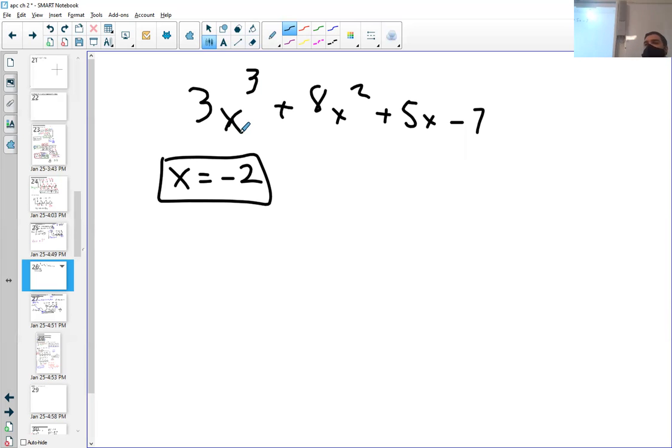Everyone use the remainder theorem to solve this one. You could plug it in to get the answer, but I need you to practice using the synthetic division to do it.